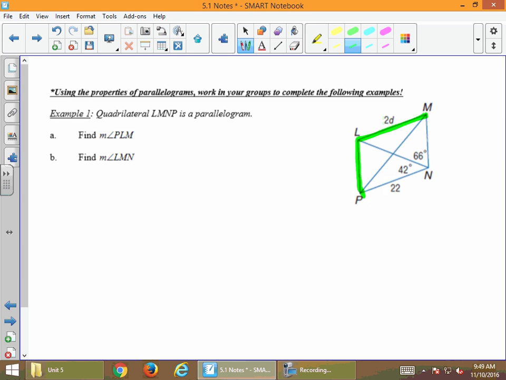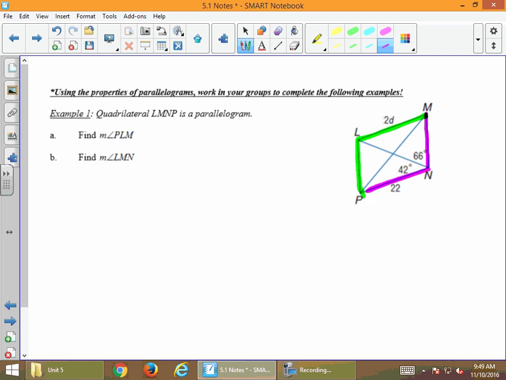What else do we know? It's equal to the other side. It's equal to the other angle across from it. So we know it's also equal to this angle. So if we can figure out the measure of this angle, we easily know the measure of that angle.